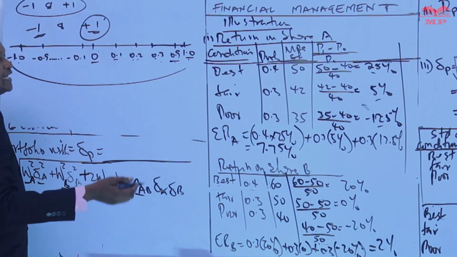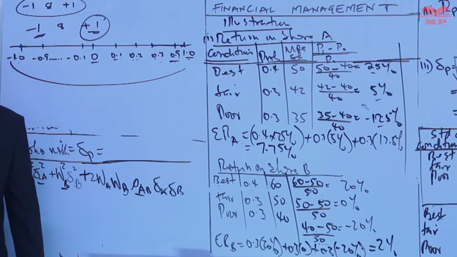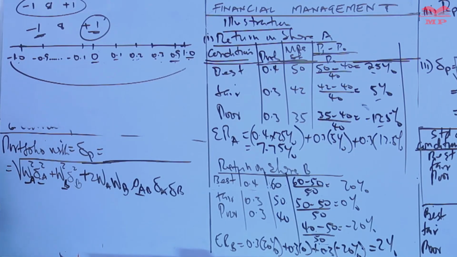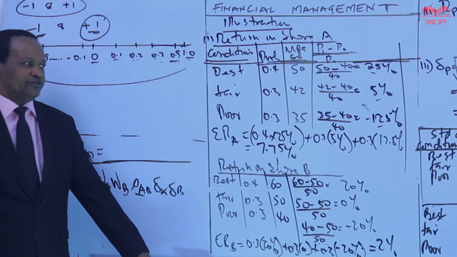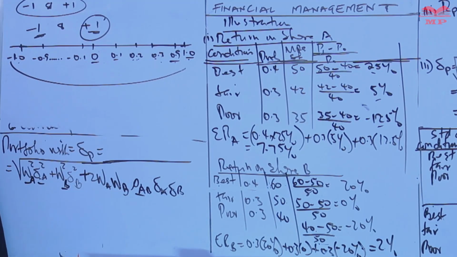You may also have negative, candidates, negative. Perfect negative correlation means that as one variable increases, the other one decreases.